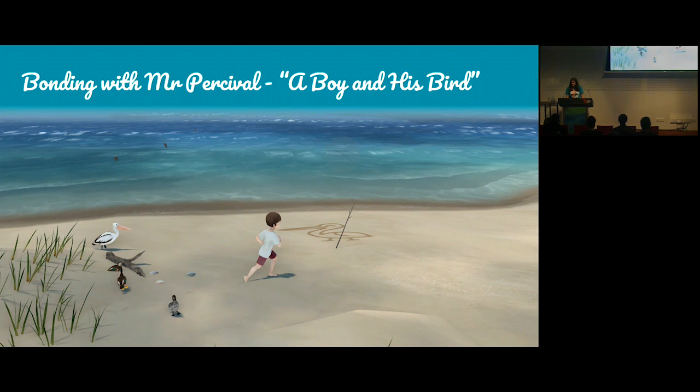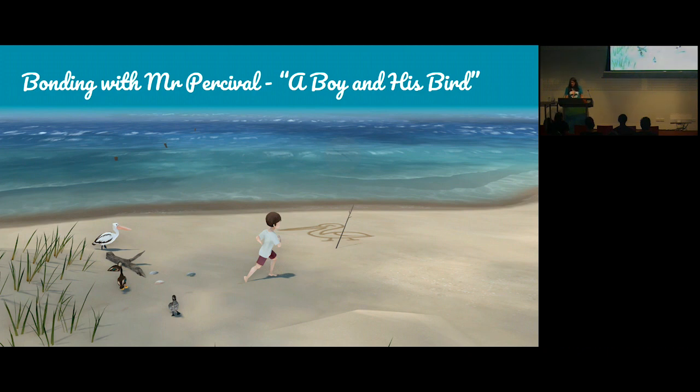So instead, we talked a lot about a boy and his dog. And that ended up informing so much of the relationship between Stormboy and Mr. Percival. It was really important that this was Lassie and not a bird that was trying to intimidate you out of your fish and chips. Mark absolutely loves dogs, so that made it really easy for him.